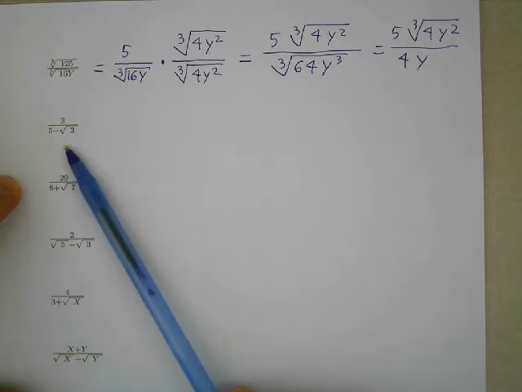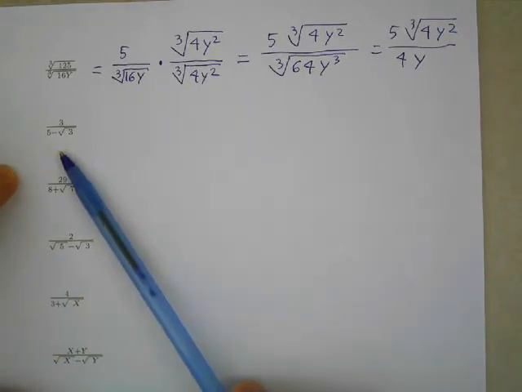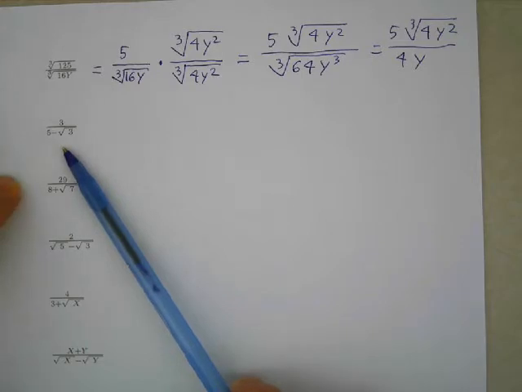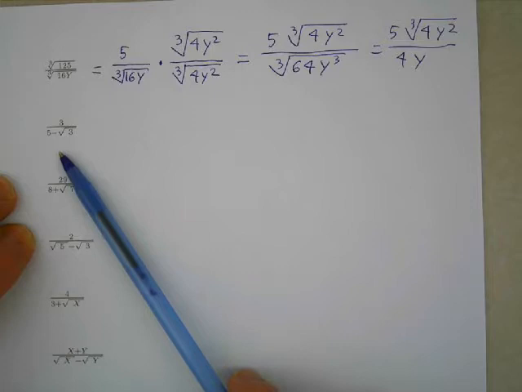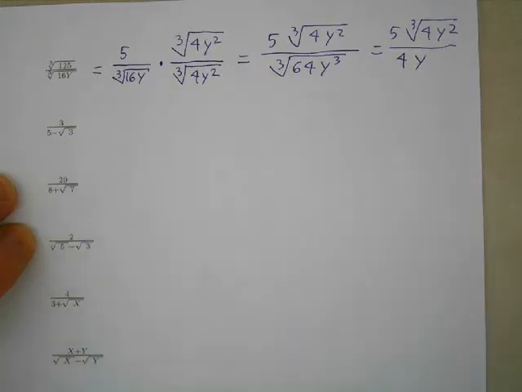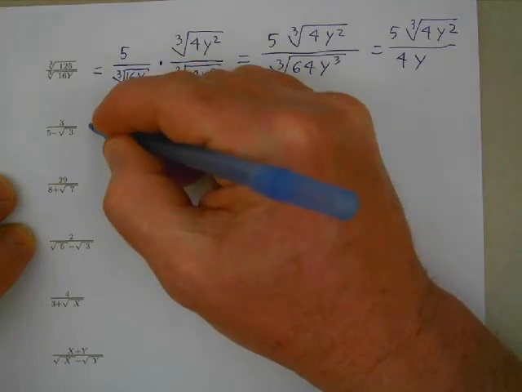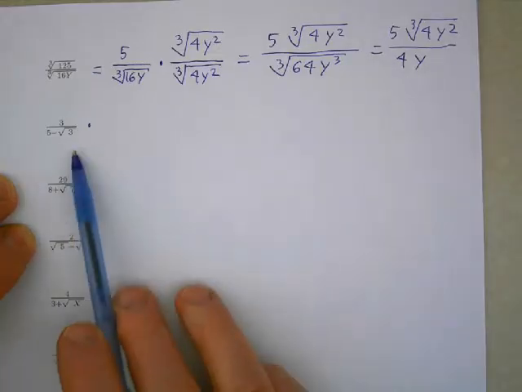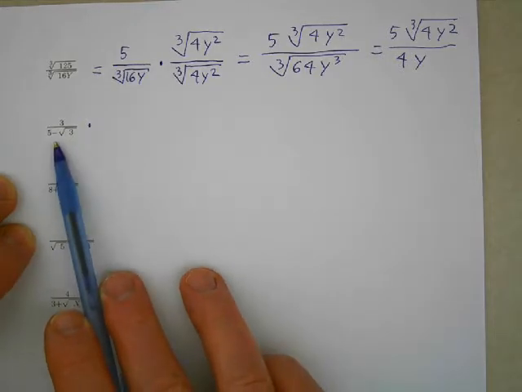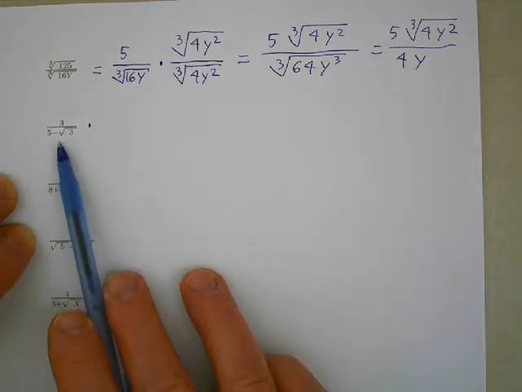On this one, we have a different sort of situation. 3 divided by 5 minus the square root of 3. There's a square root in the denominator, so we have to rationalize the denominator. The way that we're going to get rid of the radical in this denominator, we're going to multiply by 1 as usual, but the form one takes this time will involve what we call the conjugate of this denominator.